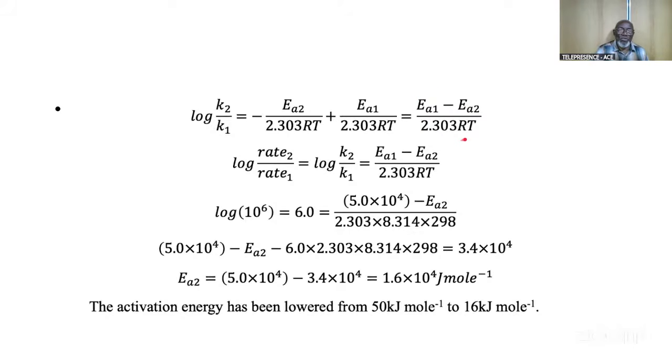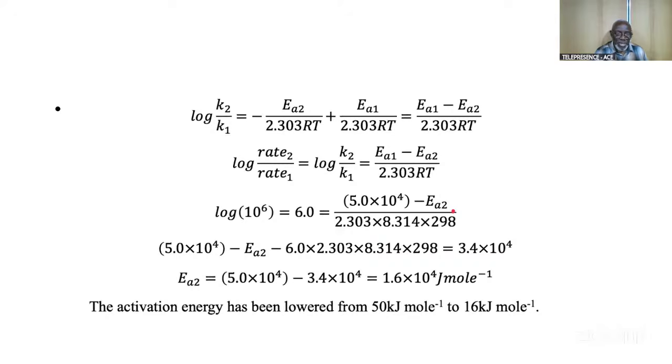And so if we look at the rate, the log is going to be equal to this. So this will be equal to all this. And we know all these ones. We know Ea1, we don't know Ea2. This is what we are asked to find. So we know Ea1, which is 50 times 10 raised to power 3, because it's kilo. And then the rate is 10 raised to power 6. When you find the log, it will be 6 over this. And so this is what you get.